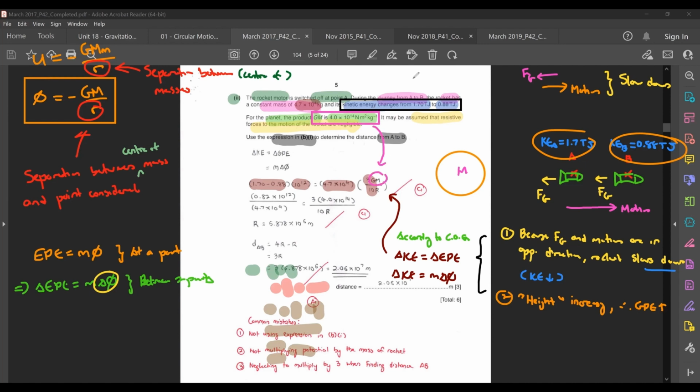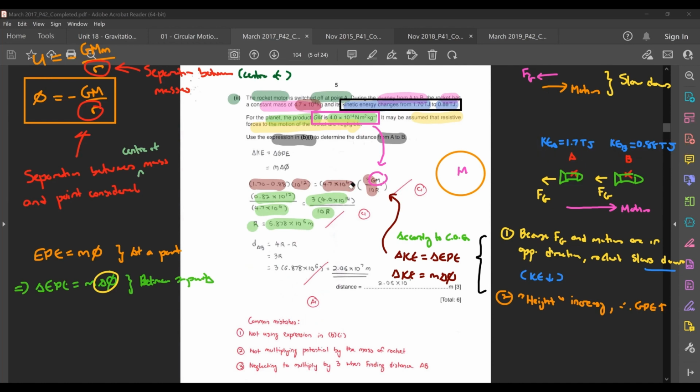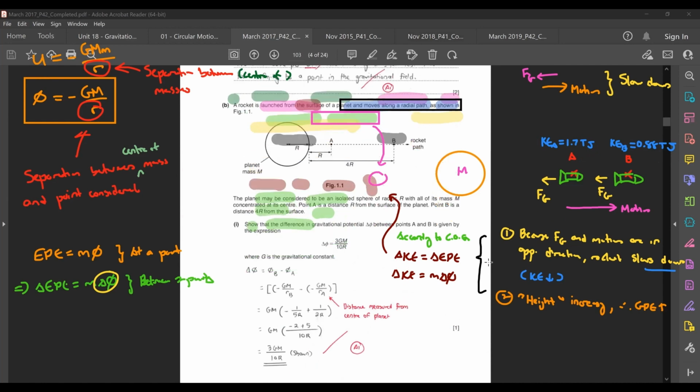Okay, so eventually, if you keep moving to simplify your equation, you will find out R is 6.878 times 10 power 6 meter. Okay, but this is not yet the end of your question. The question wants distance AB, you see. So if you're talking about distance AB, how much is distance AB? You look back at your question before this.